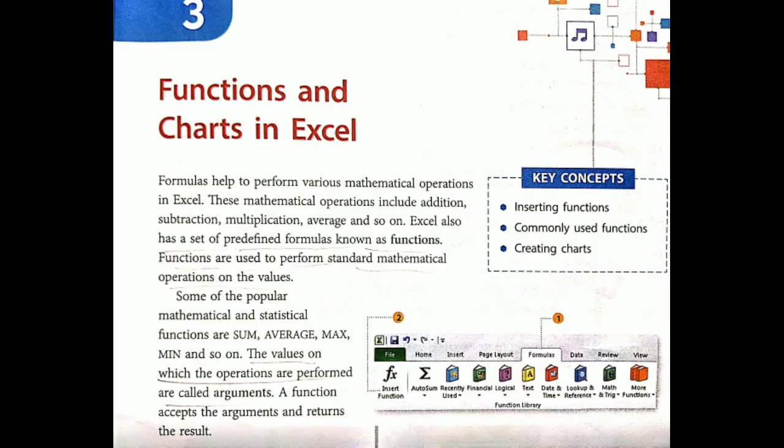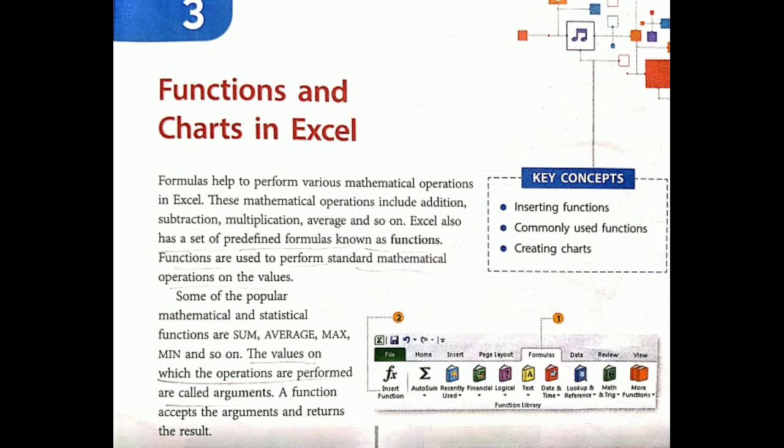So in this class we will be going to study about chapter number 3. Chapter number 3 is about functions and charts in Excel. In our last chapter we have studied about what we mean by a formula. What do you mean by formula? Formulas are equations which are used for performing mathematical operations in Excel. And what were the mathematical operations that can be performed in Excel? Addition, subtraction, multiplication, finding average. And in our last chapter we studied about how to add numbers in Excel.